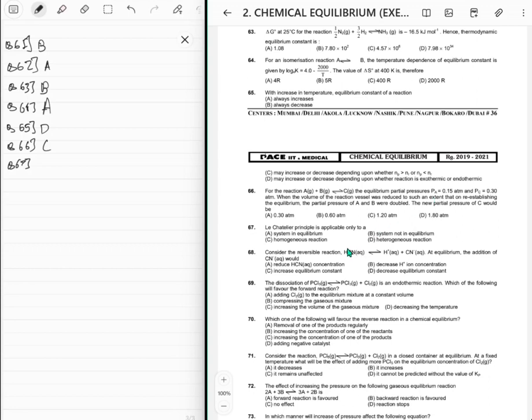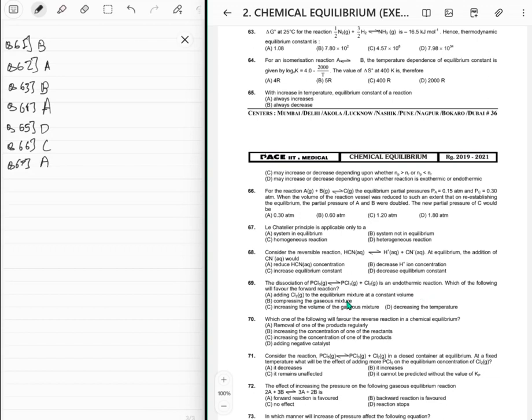Le Chatelier's principle is applicable only to: system in equilibrium, homogeneous reaction, system not in equilibrium, heterogeneous reaction, system in equilibrium. It doesn't matter if it's homogeneous or heterogeneous, it still works. When you try to increase pressure, the system tries to decrease pressure. When you try to increase temperature, the system tries to decrease temperature, and so on. The dissociation of this is an endothermic reaction. So which of the following favor the forward reaction?